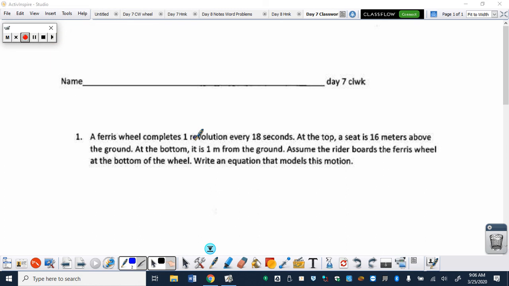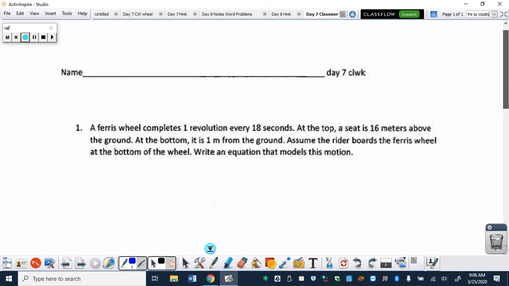Hi everybody. We're just going to do 2 questions off of this sheet just to give you a little bit more practice and get a feel for what a word problem is going to look like. The day 8 notes are going to have more word problems.